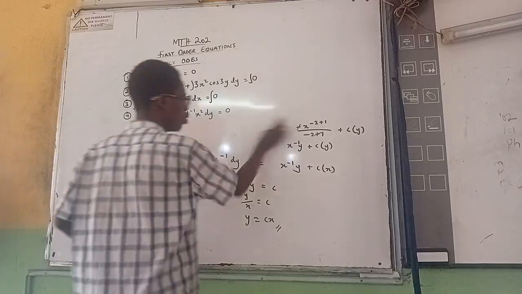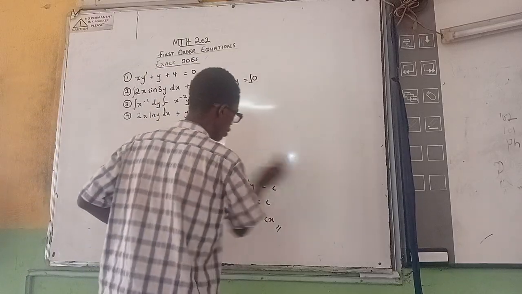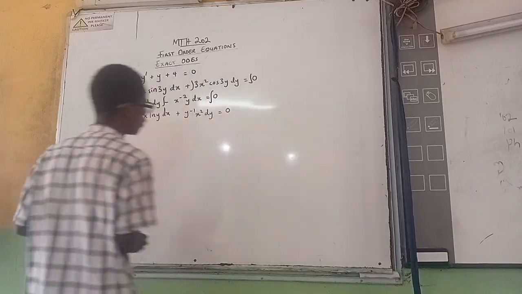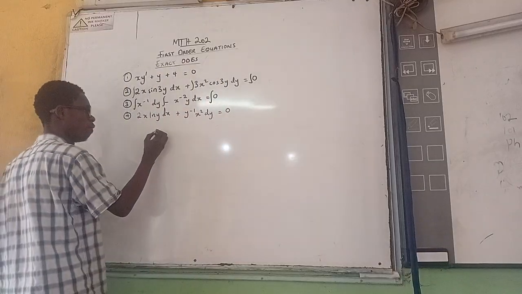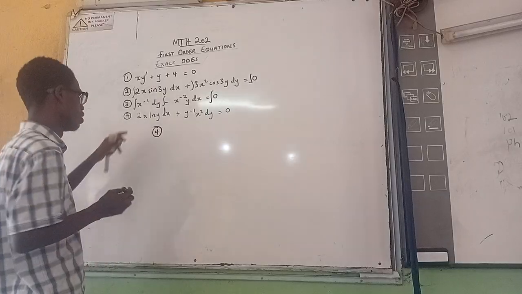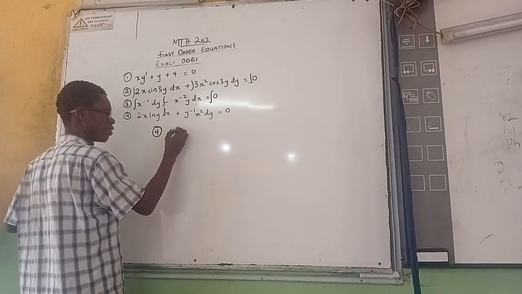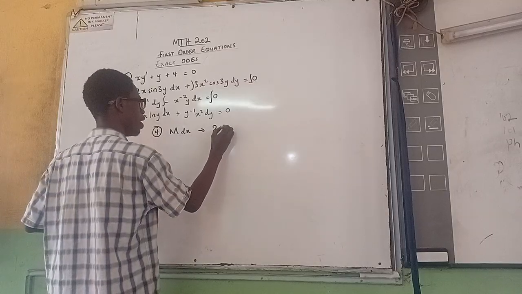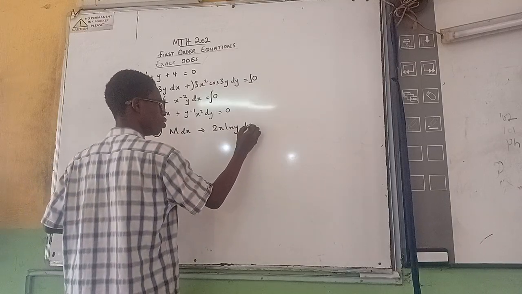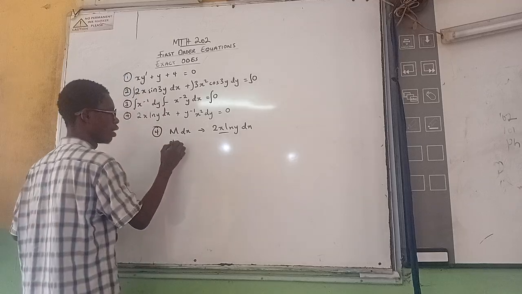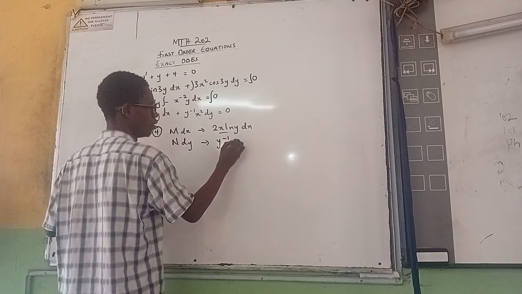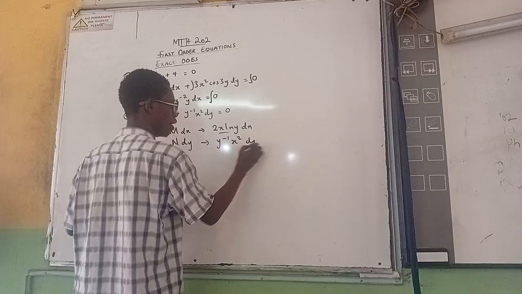And the last one on exact equations that we are going to be talking about now. The last one, so we have question number 4. Our m dx is written in the form of 2x ln y dx. So this is our m, and our n dy is what? y minus 1 x squared dy, and this is our n.